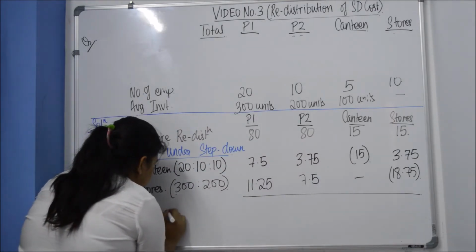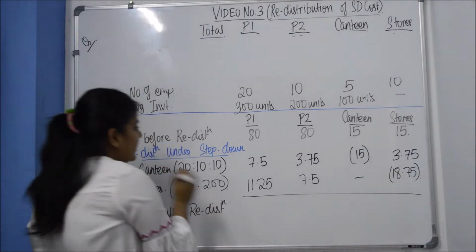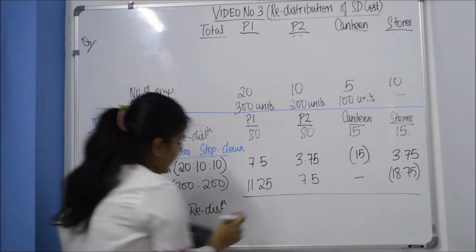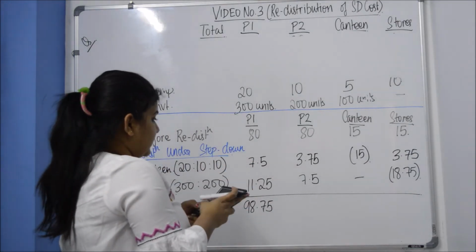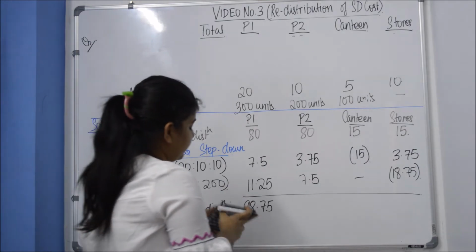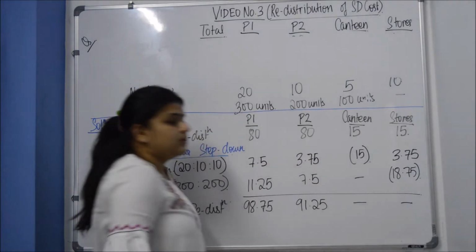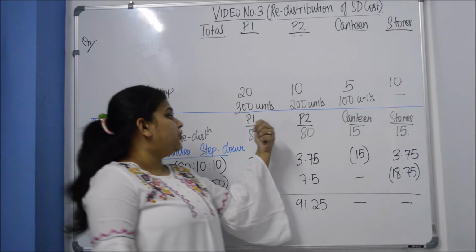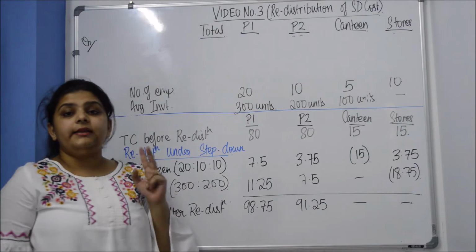So what we have is cost after redistribution, that is 80 plus 7.5 plus 11.25, that is 98.75, whereas P2 will get 80 plus 3.75 plus 7.5, that is 91.25. Here 0 and here again 0. So again the service departments will become 0 and their total cost is distributed between P1 and P2 under step down method. This is the second method.